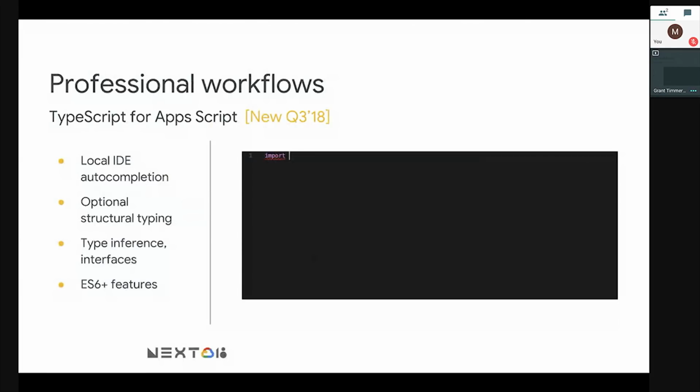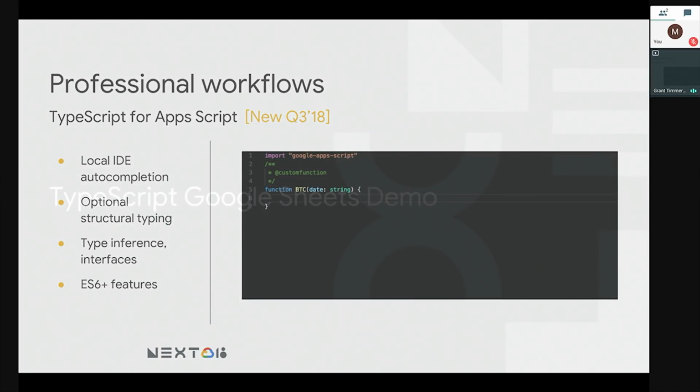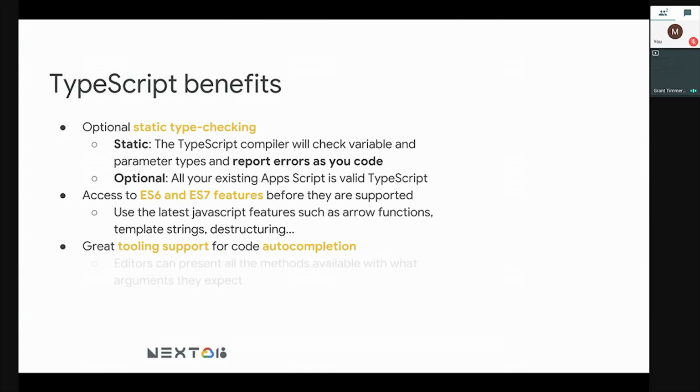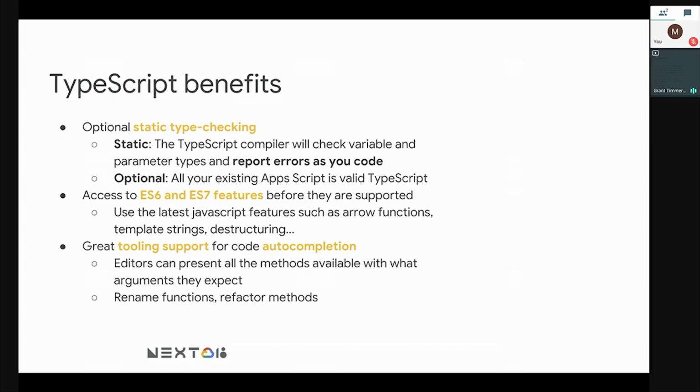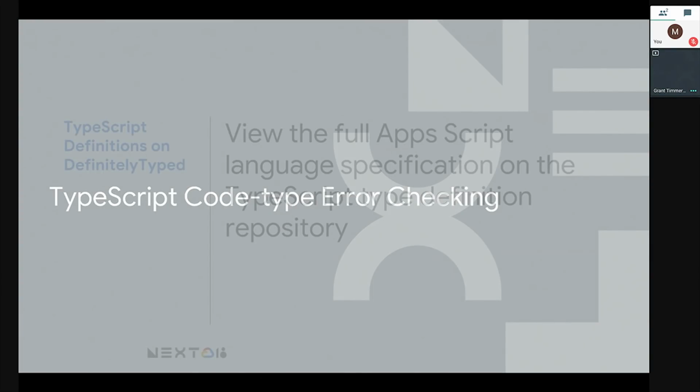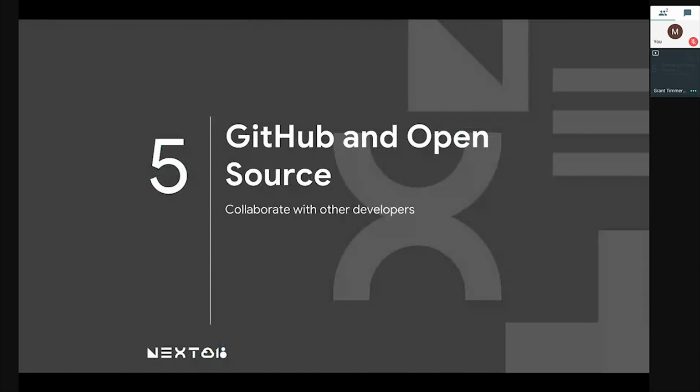And so again, there's TypeScript support. This is new. I literally just made the commit like 2 days ago. And it allows for local auto-completion, optional typing, type inference, etc. Don't have time for the demos, but here are some of the benefits. You can have optional typing, access to ES6 and 7 features, tooling support, auto-completion, etc. Yeah, really don't have time.